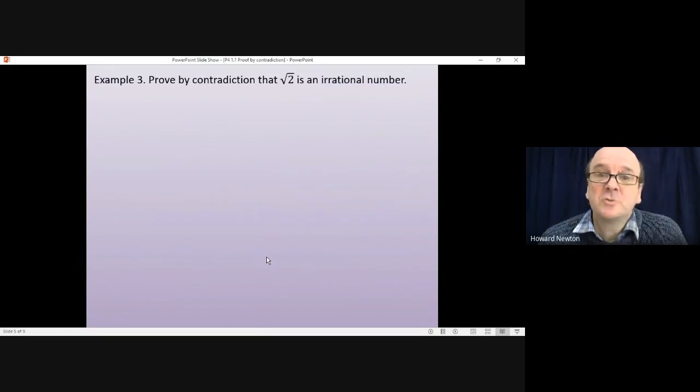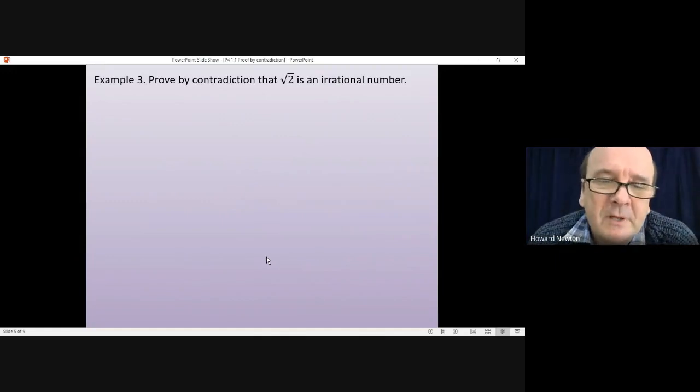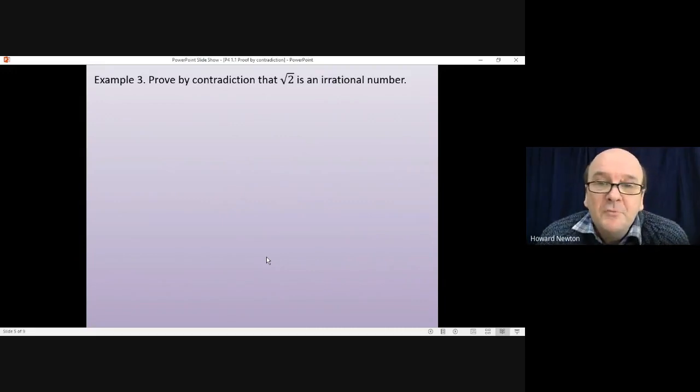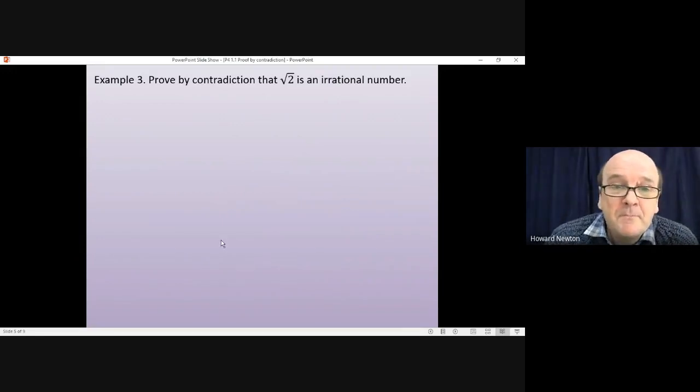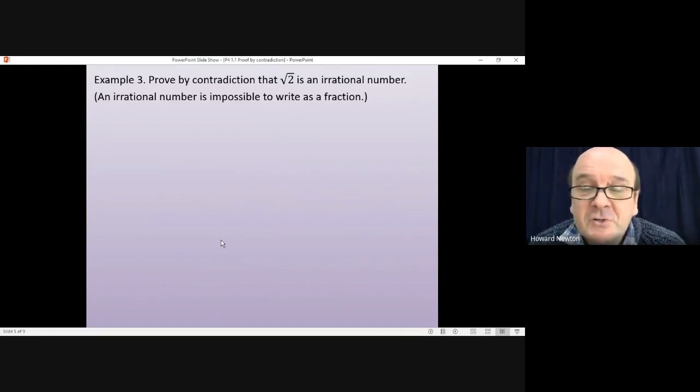Okay, example 3. It's quite a lot more difficult to work out yourself. You'll understand it when you're shown the proof, but you'll do very well if you're able to work out the proof. It's a very famous proof in pure mathematics. Prove by contradiction that the square root of 2 is an irrational number. Now, what's that saying? It's saying that the square root of 2 cannot be written as a fraction. Irrational numbers are numbers which it's impossible to write as a fraction.